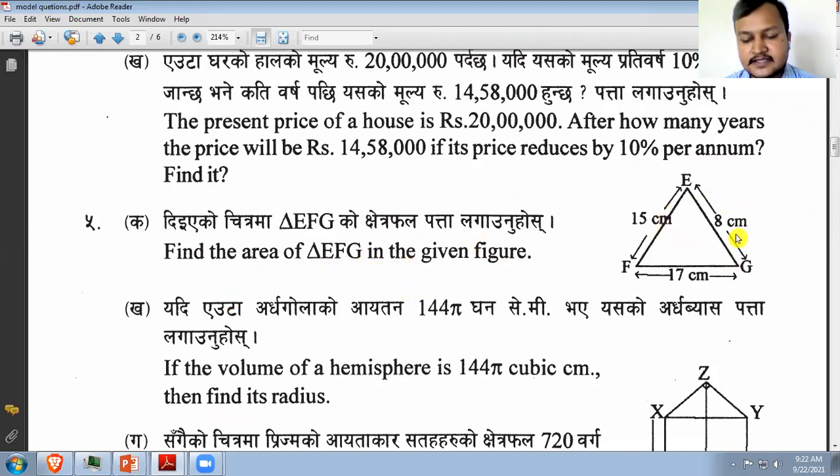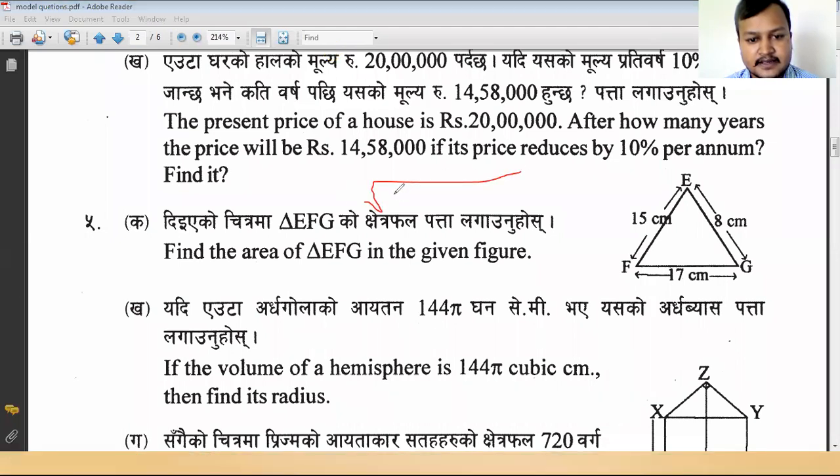What type of triangle is this? Scalene. It is a scalene triangle. So for this triangle we have to use the semi-perimeter formula: root over S times (S minus A) times (S minus B) times (S minus C). Before this we have to find out the semi-perimeter. Semi-perimeter S is equal to A plus B plus C divided by 2.